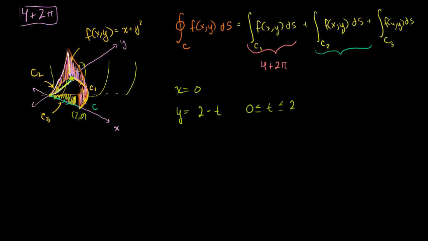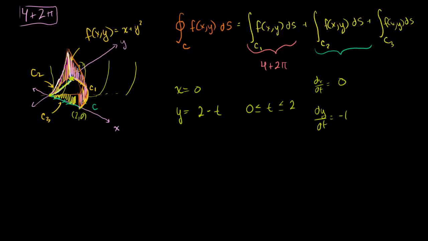And so let's evaluate this line integral. And actually, we can do our derivatives too if we like. What's dx/dt? Pretty straightforward. The derivative of 0 is 0. And dy/dt is equal to the derivative of 2 minus t, and the derivative of minus t is just minus 1.